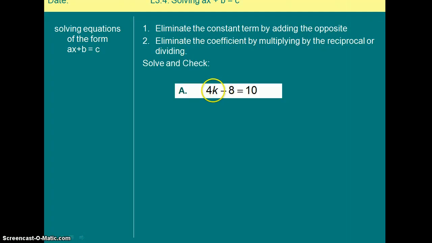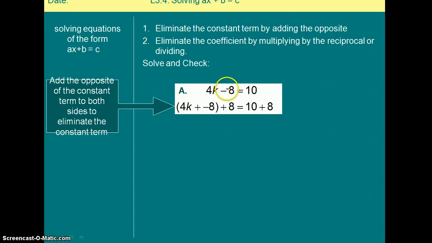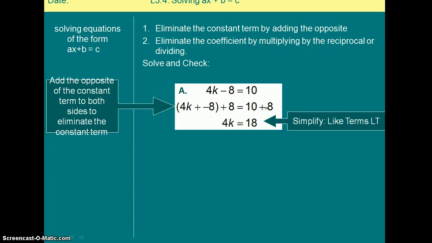Here is our equation, 4k minus 8 equals 10. We can see this really is a plus negative 8. We always want to start by adding the opposite of the constant term to both sides to eliminate the constant term, so we can actually see the addition of the same value on both sides. The next step is to simplify. Here we're combining our like terms.